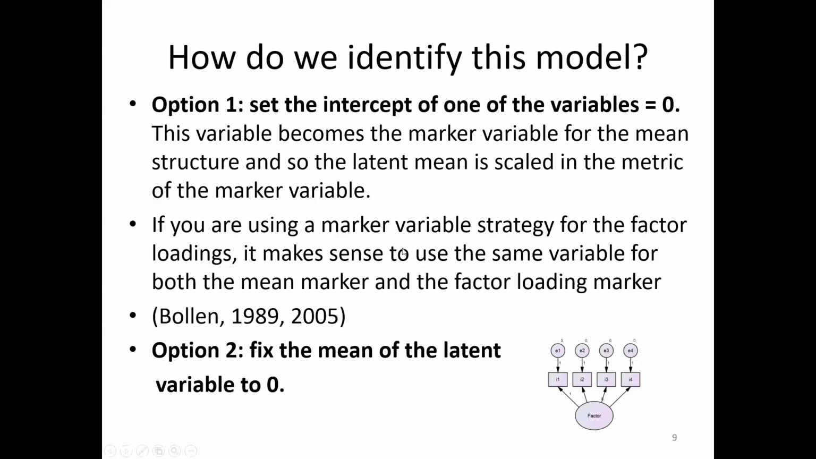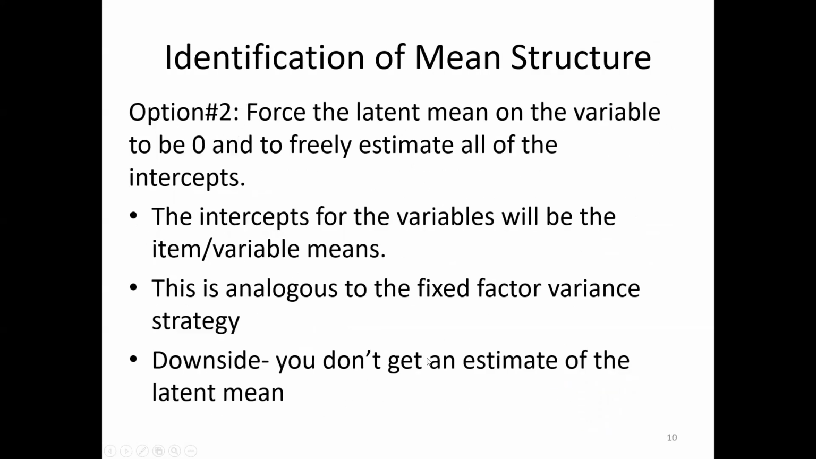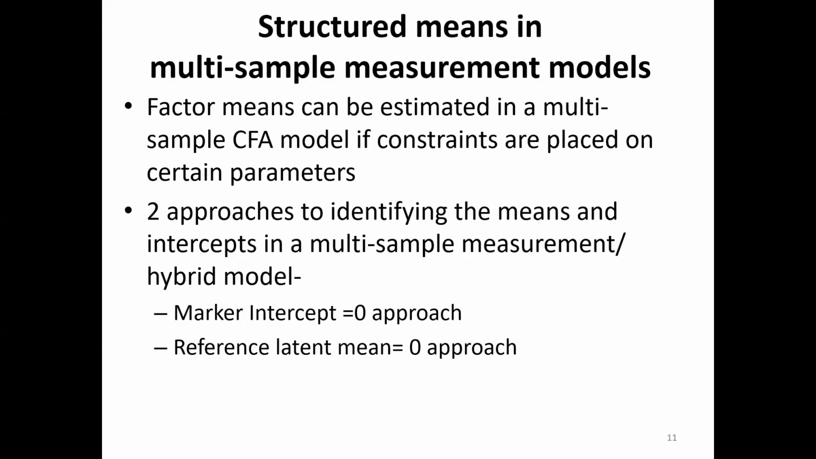Okay, so again, I said option 1 was, we can set the intercept for one of the variables to be equal to 0 across the 2 groups. We already talked about that. And option 2, as I said, we could constrain the latent mean to be 0 and freely estimate all of the intercepts. Oh, well, actually, I'm ahead of this. That's just in a single group.